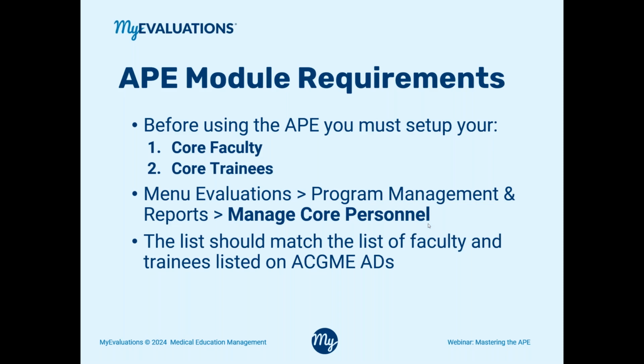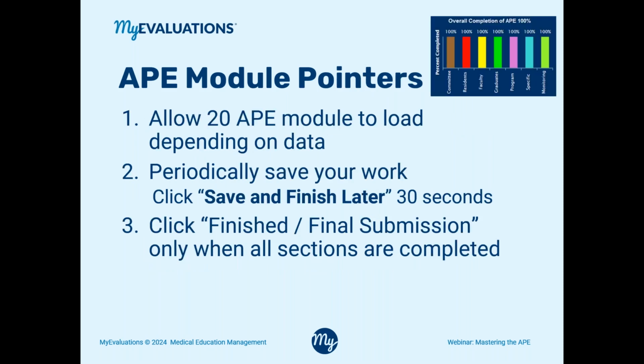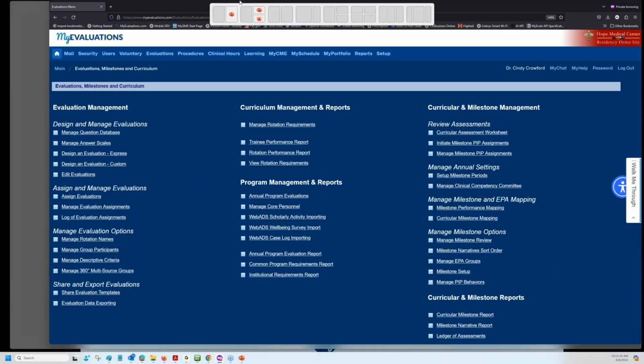And again, I'm reiterating that that list should match the list of names that you have with ACGME ADS. So when accessing the APE module, typically you want to allow about 20 seconds for that module to load. The more data you have, it might take a little bit longer. Periodically, you want to save your work by clicking Save and Finish Later. This module loads all your data up at once so that you can navigate throughout the whole module and make updates without having to load each section individually. The option for clicking Finished Final Submission really doesn't occur until the very end of the process.